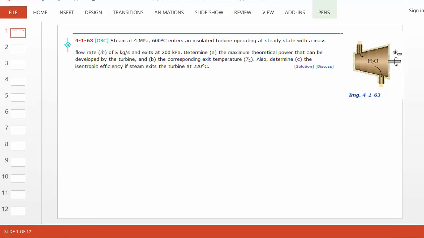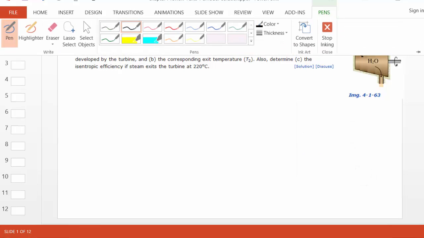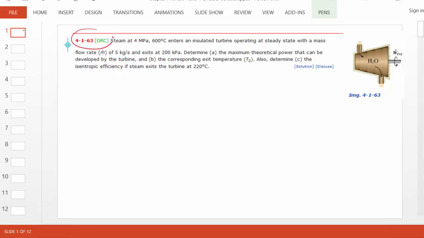Let us solve a turbine problem. Problem 4163 from the problems module of TEST using the PC model. We'll carry out an energy and entropy analysis, solve the problem manually, and compare our results with the results from TestCalc.